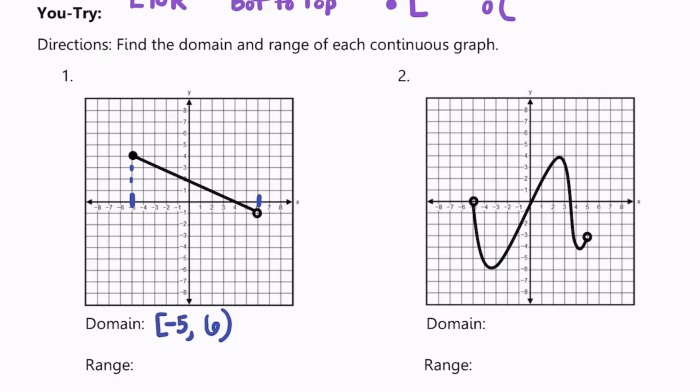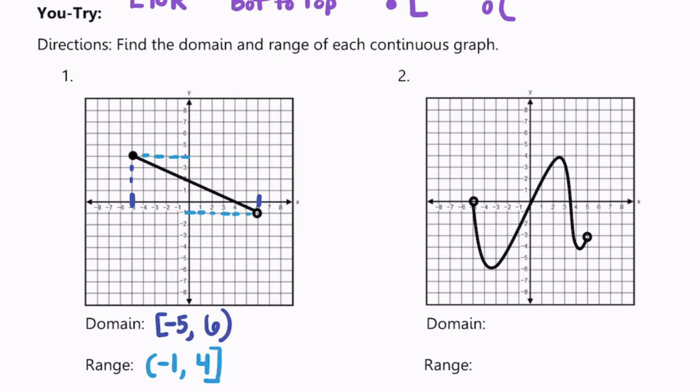Now, if you're in the mindset of left to right, left to right, left to right, go ahead and do all of the domains left to right, and then come back and rewire your brain to now look bottom to top, right? So I'm going to look now on the y-axis. This is the lowest my graph goes, and I'm going to boogie over to the y-axis. And then, this is the highest my graph goes. Let me boogie over to the y-axis. So I see the lowest value is -1, and it's going to have a parenthesis because it's an open circle at that lowest value. And I see the highest value is 4, and that highest value has a closed circle, so I'm going to put a bracket.